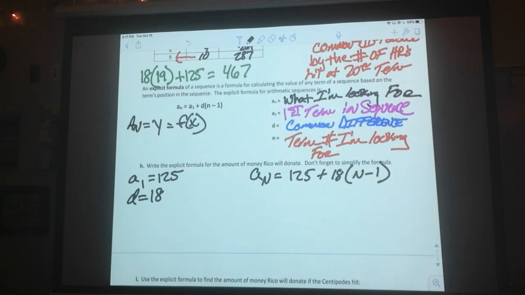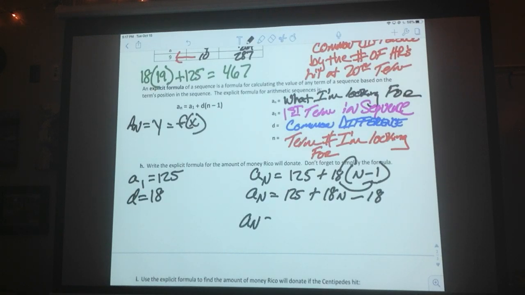Now it says don't forget to simplify the formula. Well, this is easy. All I got to do is distribute the 18 with n minus 1. So A of n equals 125 plus 18 times n is 18n, and 18 times negative 1 is negative 18.